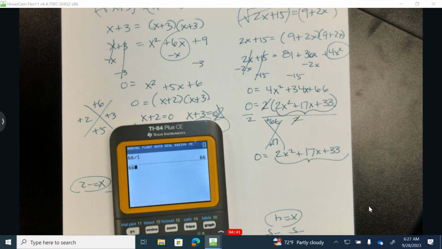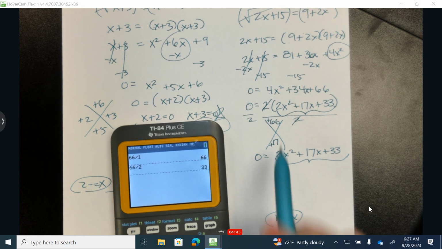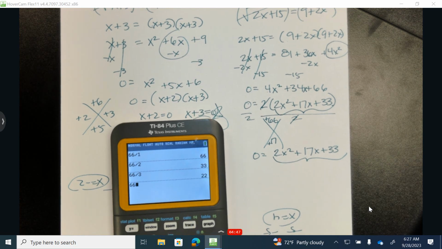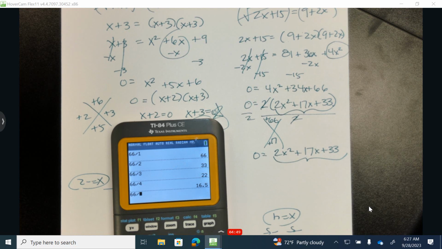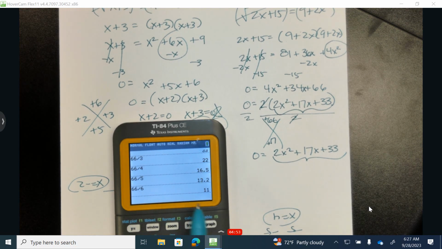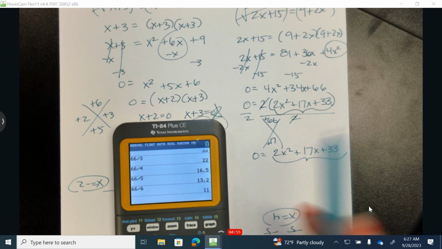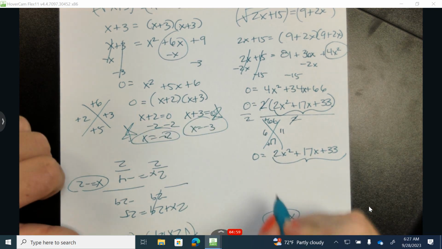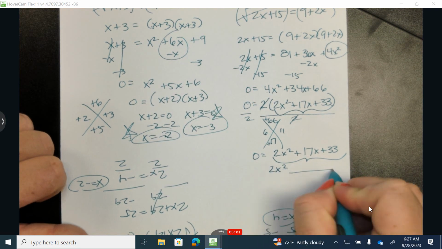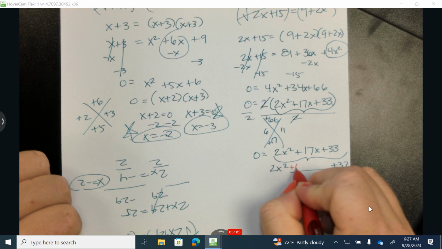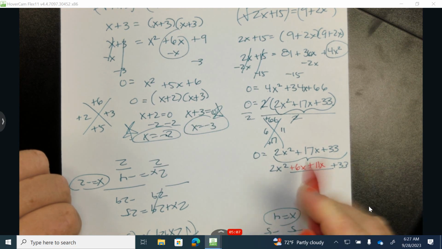66 divided by 2, well, 2 and 33 doesn't give me 77. 66 divided by 3, 3 and 22, no. 66 divided by 4 doesn't work. Divided by 5 doesn't work. 66 divided by 6. Oh, 6 and 11 do add up to 17. So 6 and 11. Okay, so I'm going to write 2x squared plus, now in this area, I have a plus 6x and a plus 11x.